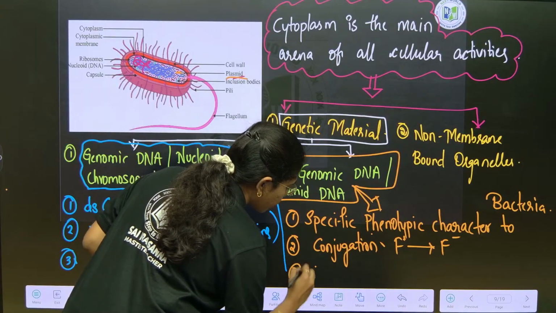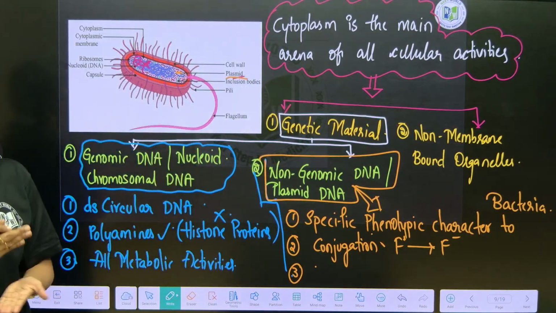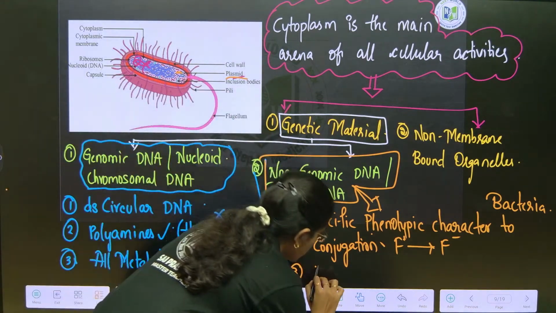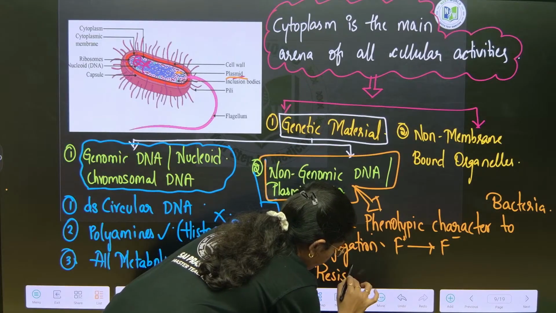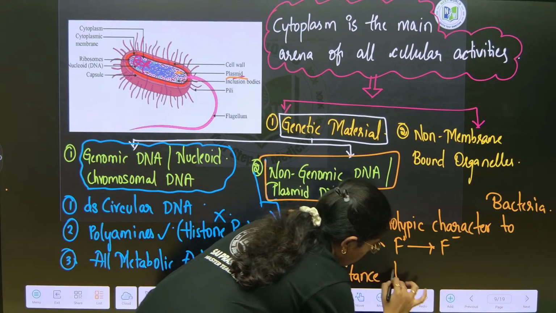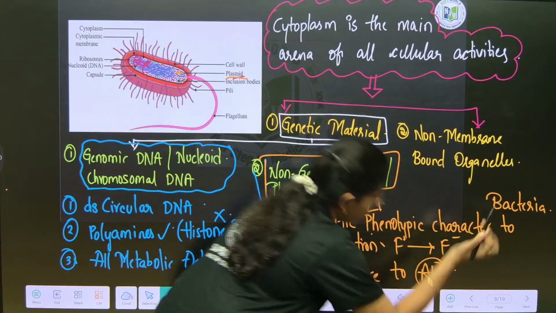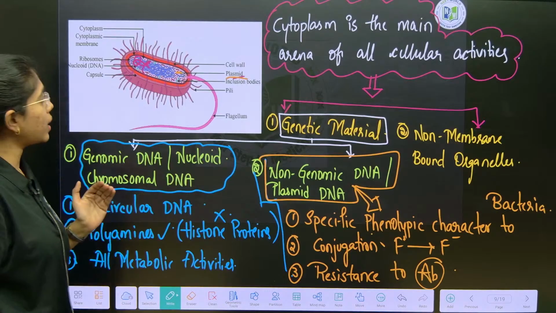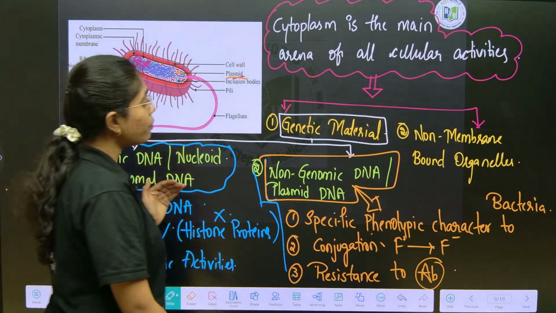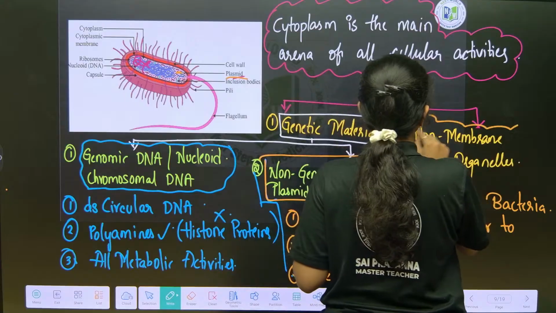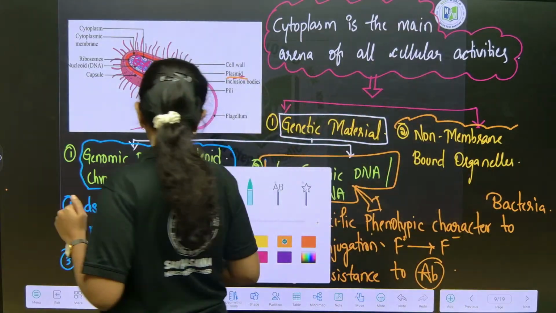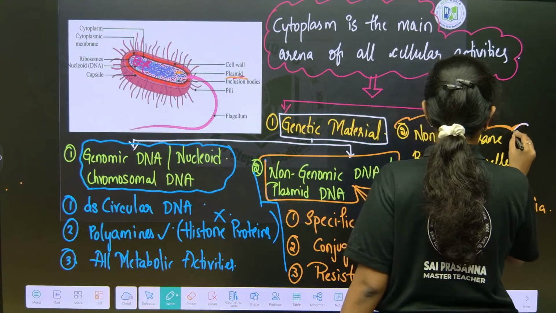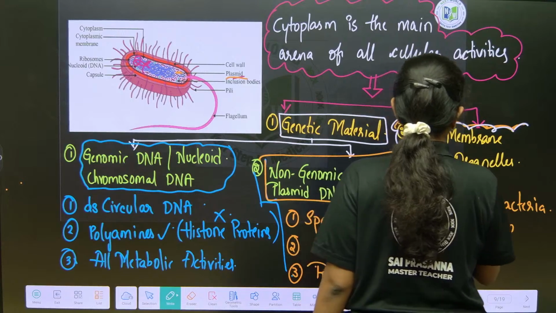Next, the third most important point is plasmid DNA helps in resistance to antibiotics. Fine, right? This is the complete information about genetic material present in a prokaryotic cell. Now we will move on to the non-membrane bound organelles. What are the non-membrane bound organelles present in a bacteria?